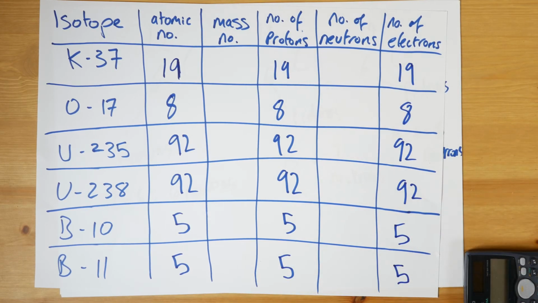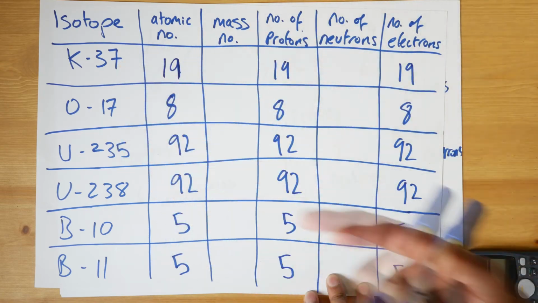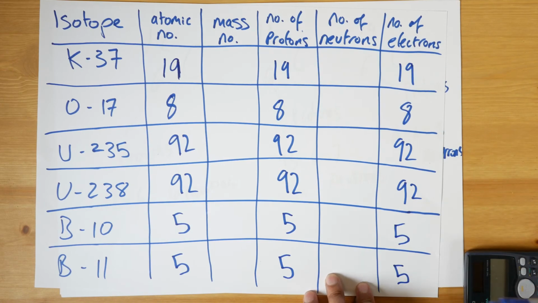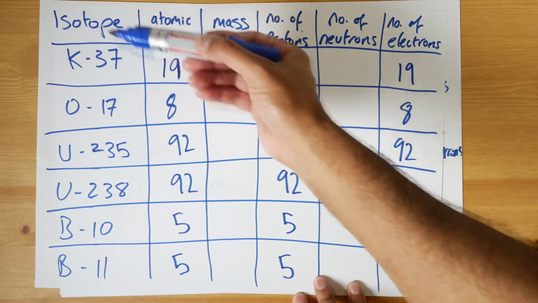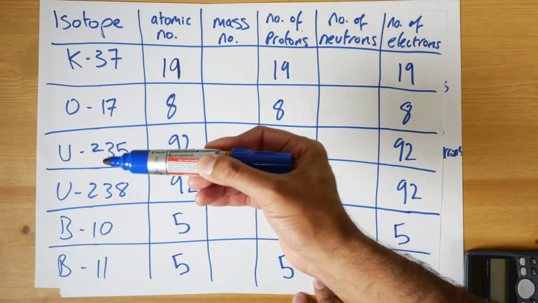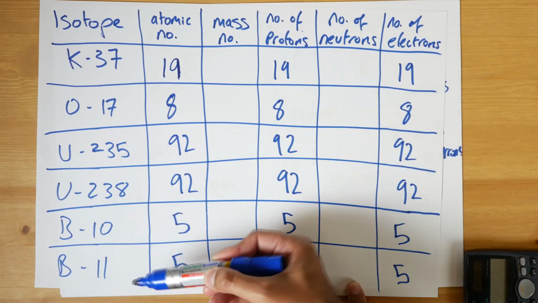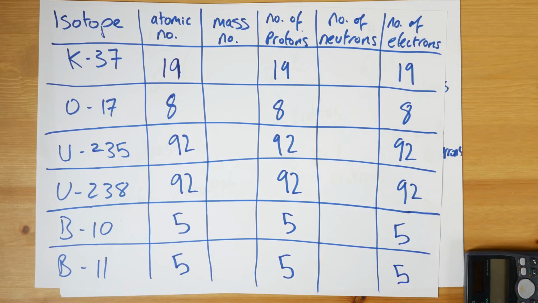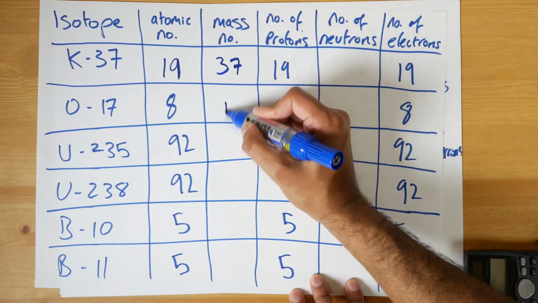Okay, now the next thing, what we've got to do is we've got to work out the neutrons, but let's put the mass in actually, because that's easy. The mass is this thing. So whenever you get given an isotope, they give you the name and they put a dash and a 37. This is not a minus number, this is just a dash, and it tells you that the mass is 37. The mass of oxygen here is 17. The mass is 235. The mass is 238. The mass is 10. And the mass is 11. So in isotopes, the mass number does change, and we're going to put those numbers over here, dead easy.